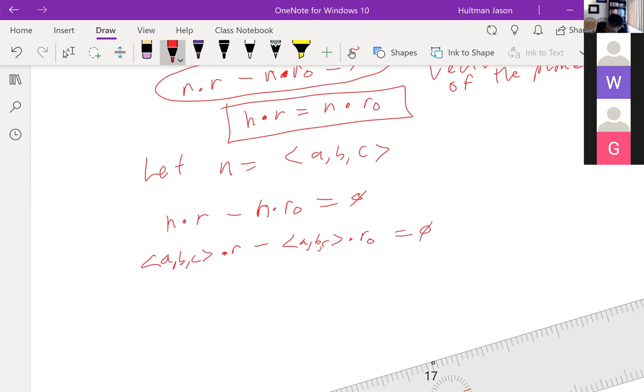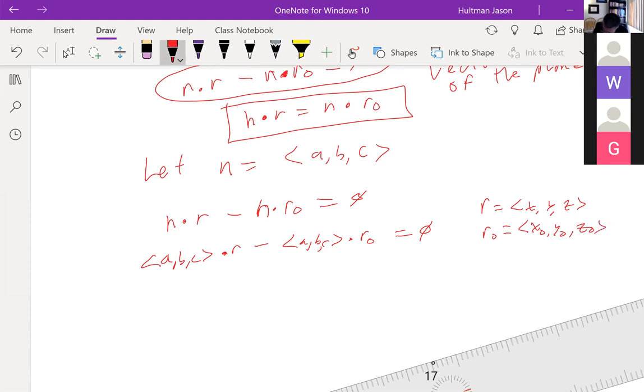So how would we represent R though? R is all the values that could be on that plane, all the points that could be on that plane. So I'm just going to represent R as x, y, z. And R naught, I'm just going to represent as a specific x naught, y naught, z naught.